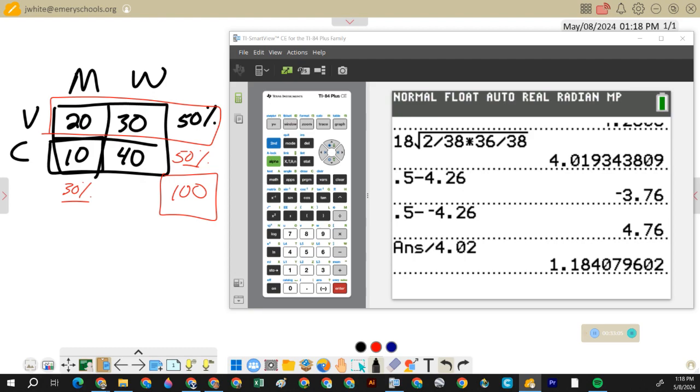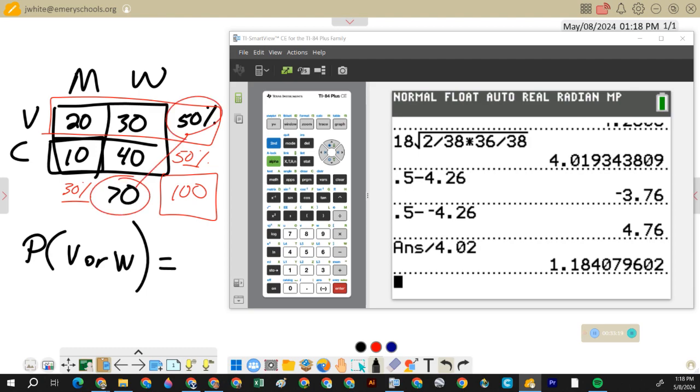What is the probability of vanilla or woman? So can I just add the women and the vanillas? No, why not? Because there are 30 people who are vanilla women. So we would have to do 70 plus 50 minus 30, or you could just add all of those together.